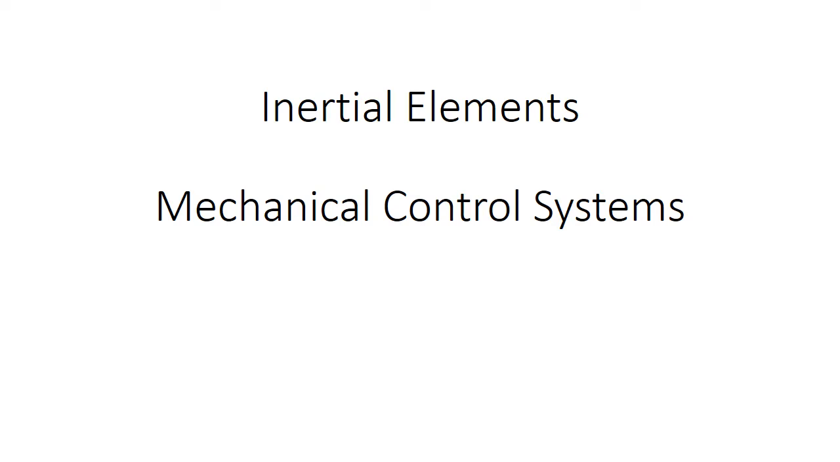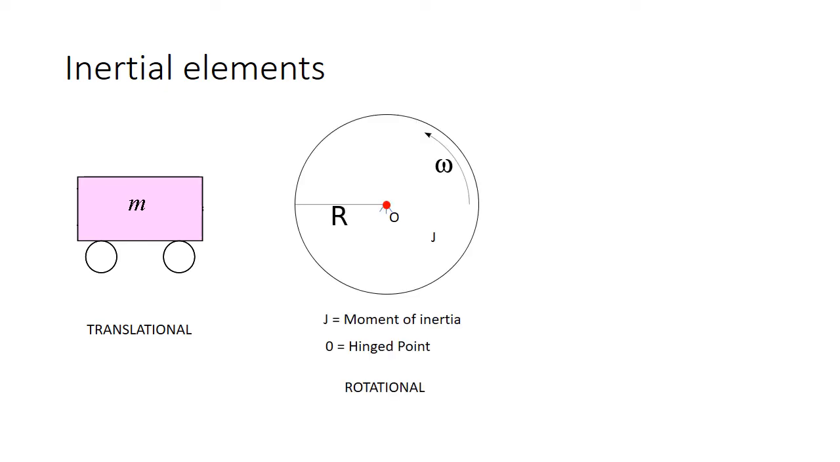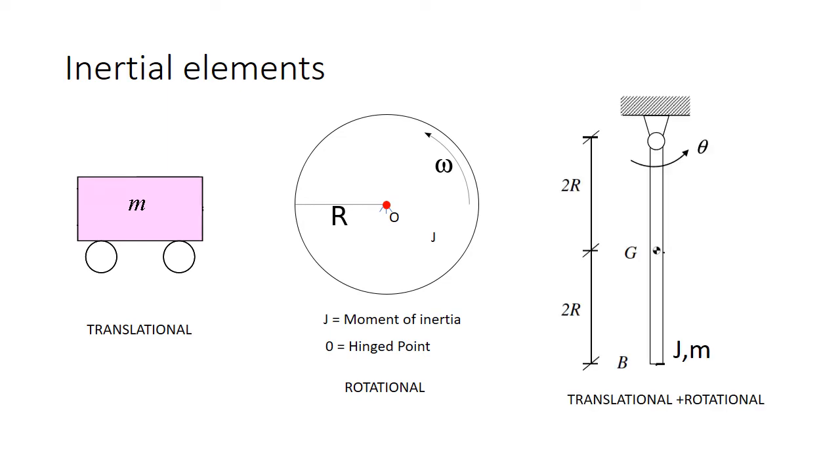There are three types of inertial elements. Number 1, the one with translational kinetic energy. Number 2, with rotational kinetic energy only. Number 3, with translational plus rotational kinetic energy.